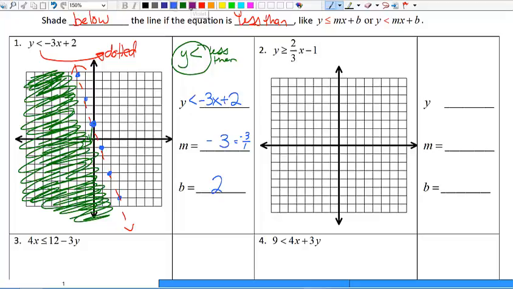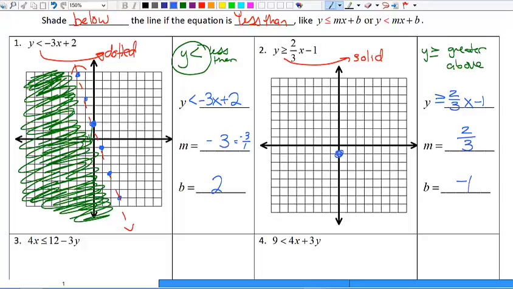My next equation is also in slope-intercept form. Y is greater than or equal to 2/3 x minus 1. And in fact, right now I can decide, even before doing anything else, that because it's or equal to, this is going to be a solid line. And because it's y is greater than or equal to, that is greater, which means I'm going to shade above. Even before doing any of the problem, I already know it's a solid line and I'm shading above. So to get the boundary line, I'm going to look at my slope, which is 2/3, and my y-intercept, which is negative 1.